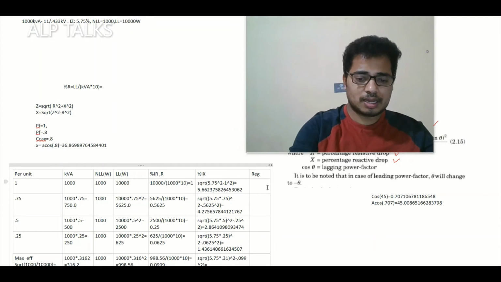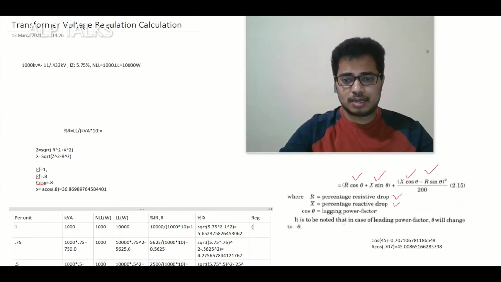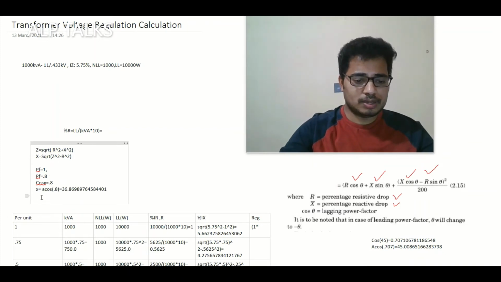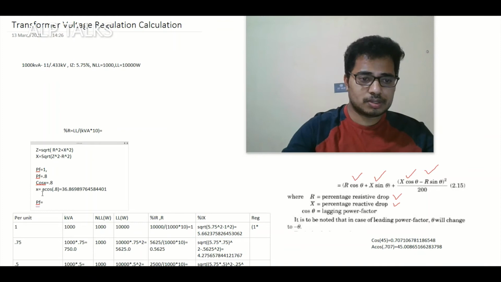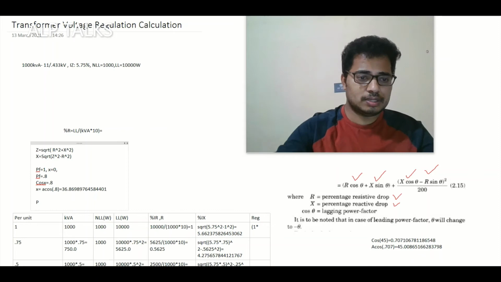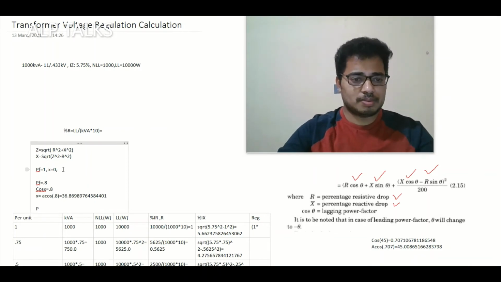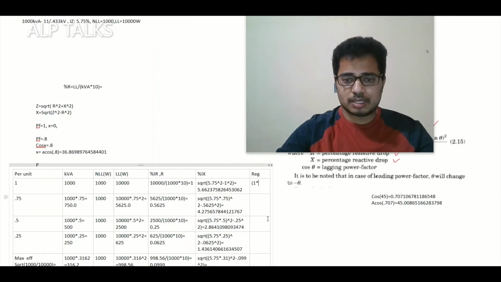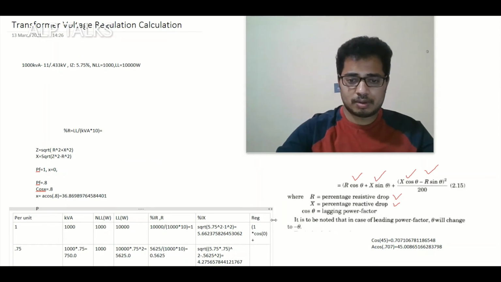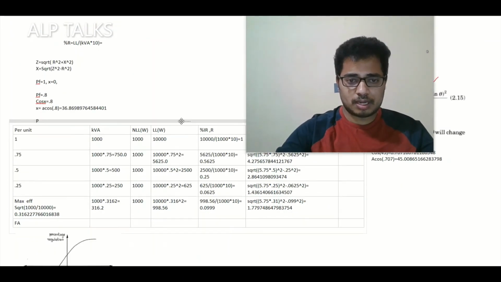Regulation is nothing but IR cos theta plus, so whatever IR is there, here IR is 1. So let's calculate for unity power factor. For unity power factor, we already written here. For this case, cos 0 is unity, so angle is 0. It means there is no phase displacement. So let's calculate it. It will be a big formula, although let's calculate it.